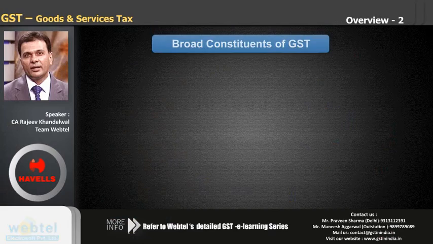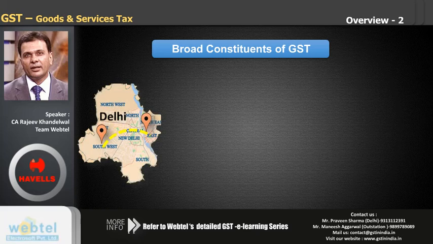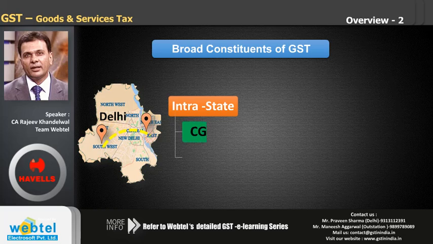Now, what are the broad constituents of GST? If we see the broad constituents, then we have basically two types of sales. Intra-state sale, that is sale within the state, and in that case two types of taxes, that is CGST, that is Central Goods and Services Tax, and SGST, that is the State Goods and Services Tax, will be levied.